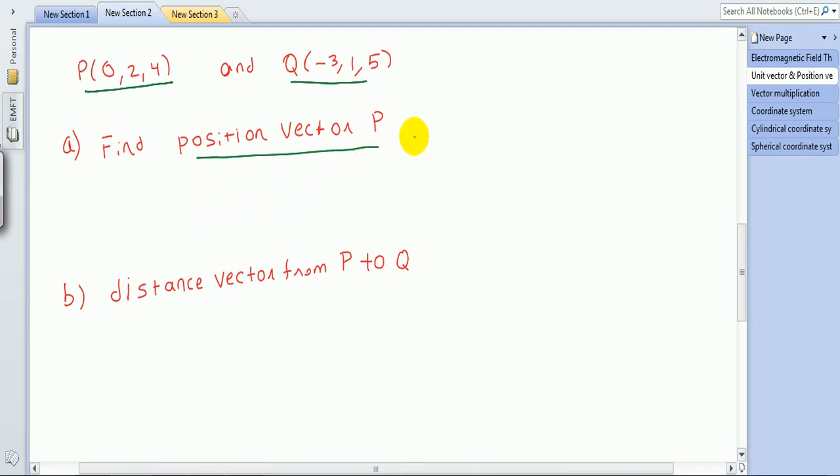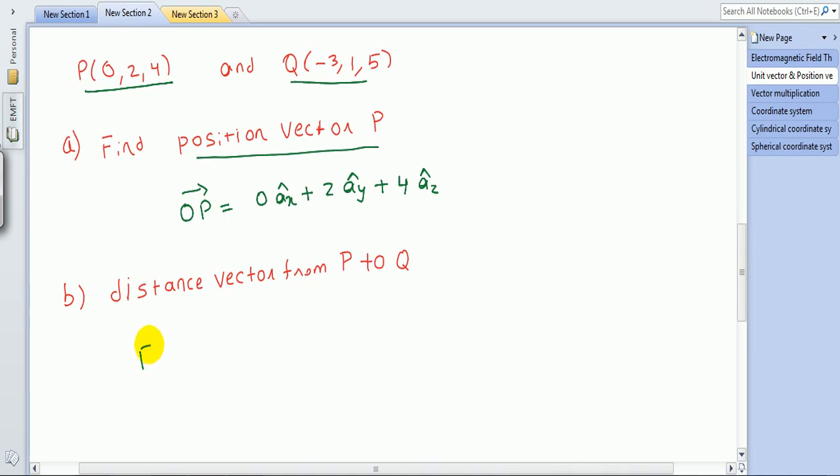As I have told earlier, the position vector P can be written as the OP vector, because it is with reference to the origin. The coordinate of x is 0, so it will be 0 ax cap, plus the coordinate of y is 2, so 2 ay cap, and the coordinate of z is 4, so it will be 4 az cap. This is the position vector P.